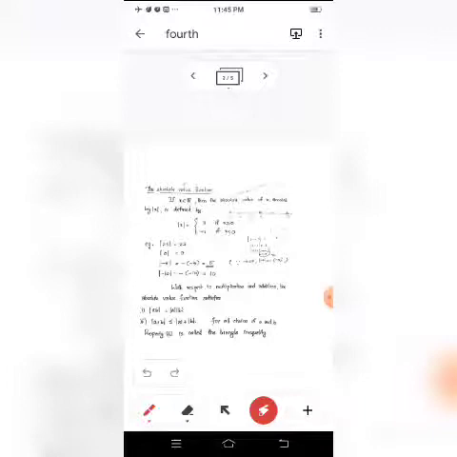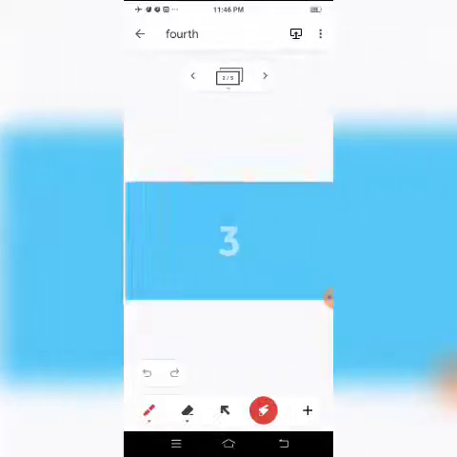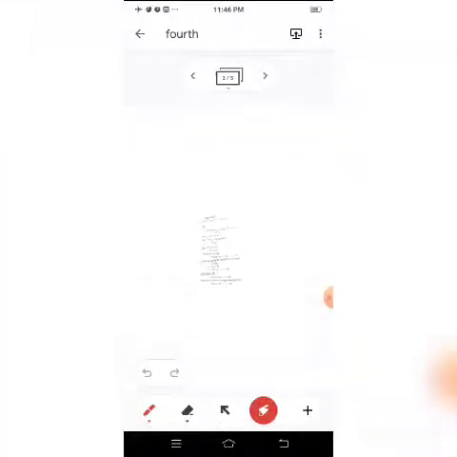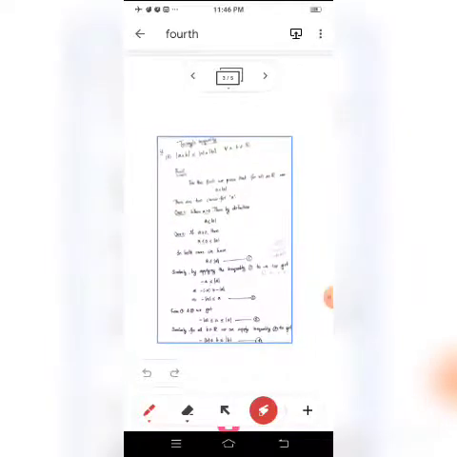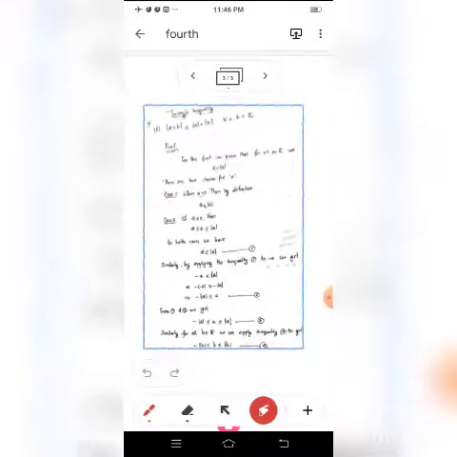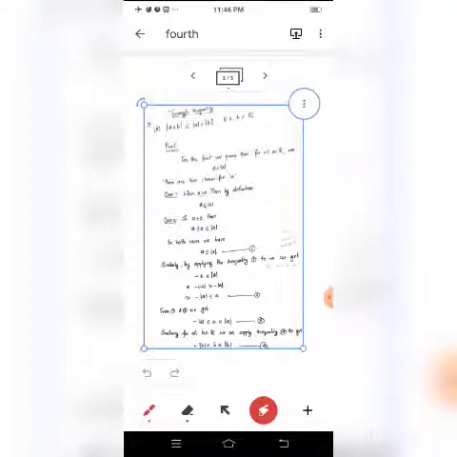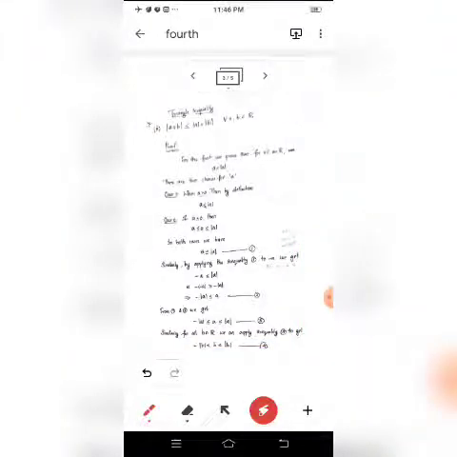Today we are discussing one of the most important properties of absolute value function, that is the triangle inequality. Now, what is triangle inequality? For every a, b belongs to R, we have modulus of a plus b less than or equal to modulus of a plus modulus of b. This is true for real numbers as well as complex numbers.